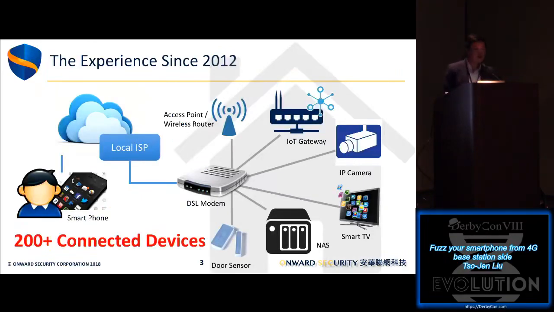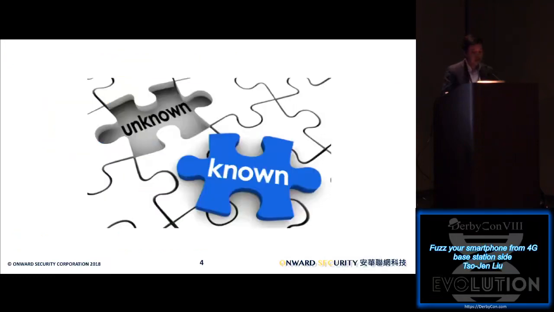Our team started IoT and embedded system testing in 2012, and we found our first security vulnerability in 2014. Since 2012, our team has already tested more than 200 devices. I think it should be 300 by the end of this year. The devices include access points, wireless routers, IoT gateways, everything about IoT, automotive, and embedded devices.